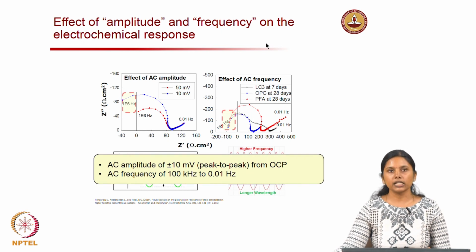For steel in concrete, an amplitude of plus or minus 10 millivolt from OCP and a frequency of 100 kilohertz to 0.01 hertz can be used.